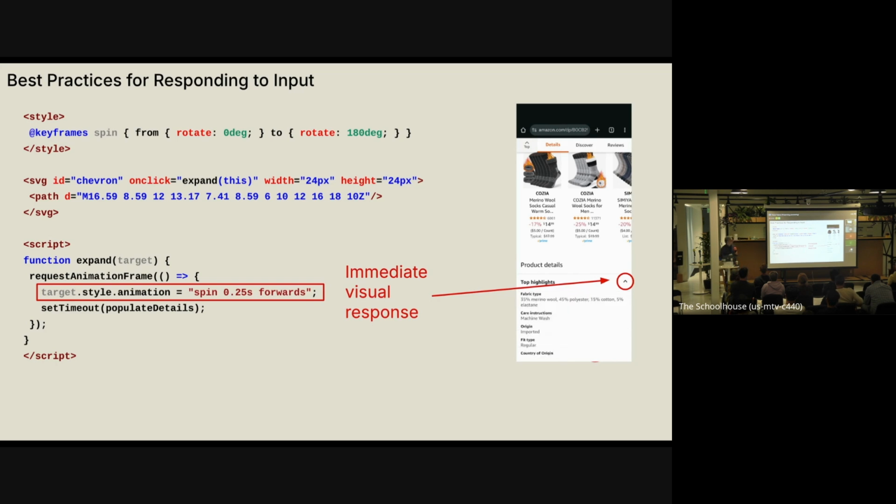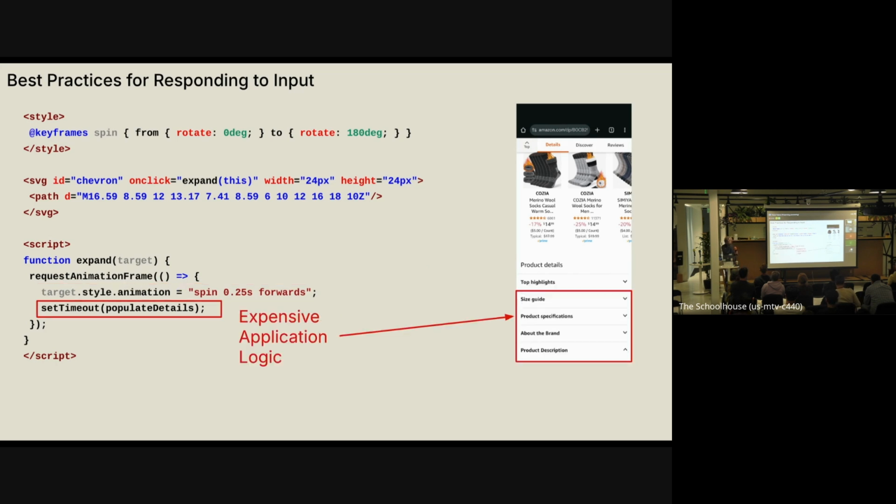And then the second part of the input response is any other sort of more expensive work that you might need to do. In this case, it's maybe constructing the DOM for the details below. It might be fetching stuff off the internet. You don't know, but the recommended approach here is then to put that inside of a setTimeout, which will run after that composite animation has been handed off to the compositor threads. That way, the animation will be running smoothly, even if the main thread gets blocked. Okay.